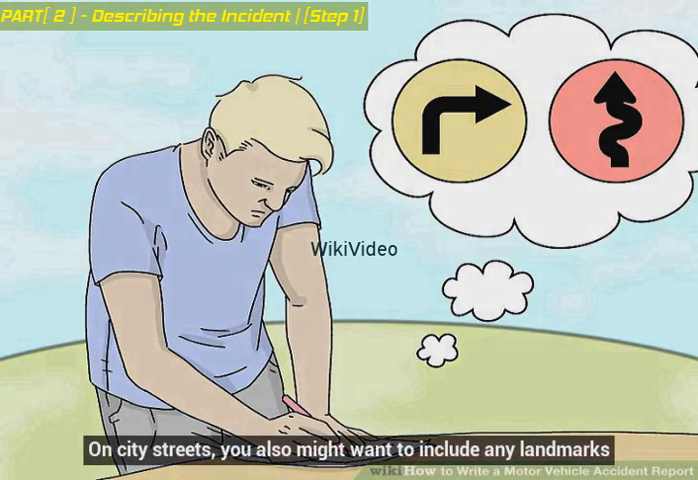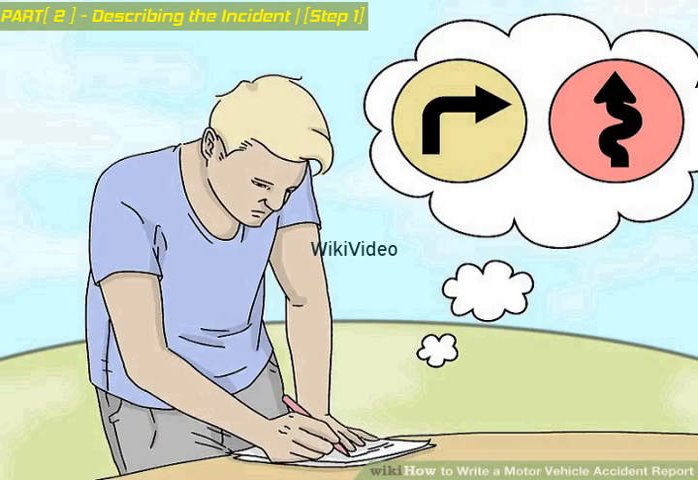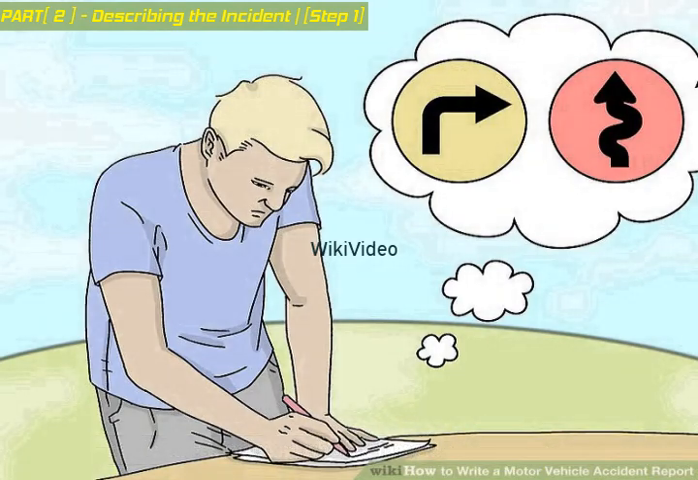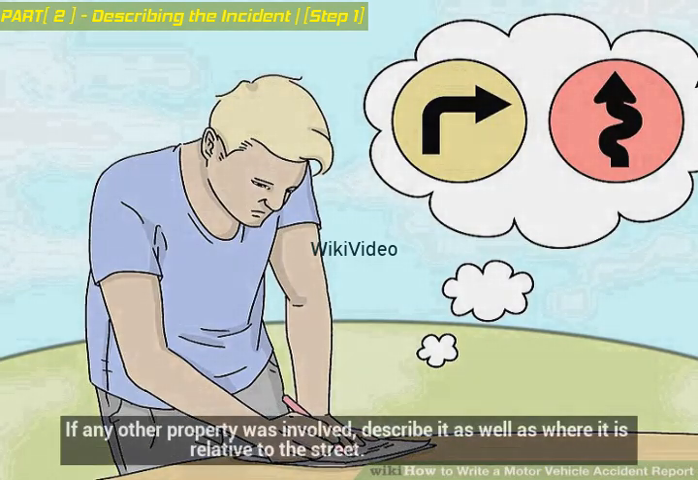On city streets, you also might want to include any landmarks. Describe the street, including whether there is a sidewalk or bike lane. If any other property was involved, describe it as well as where it is relative to the street.